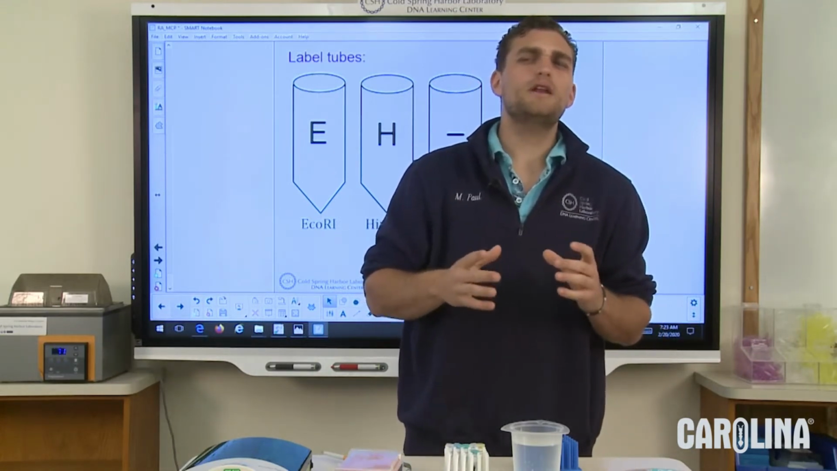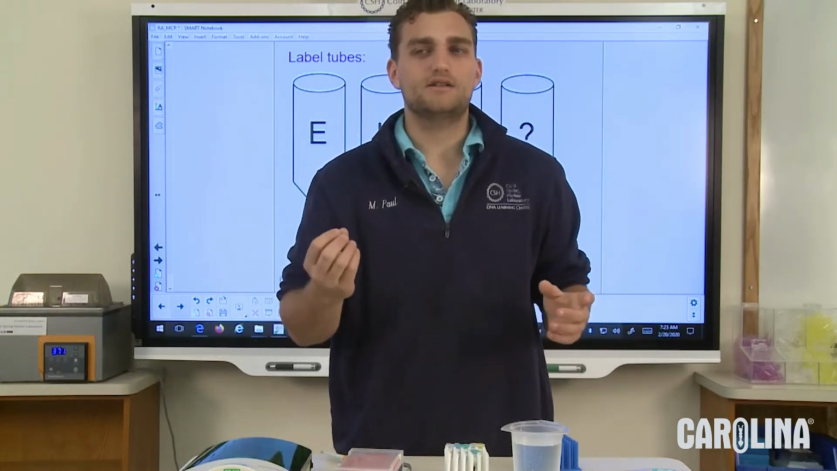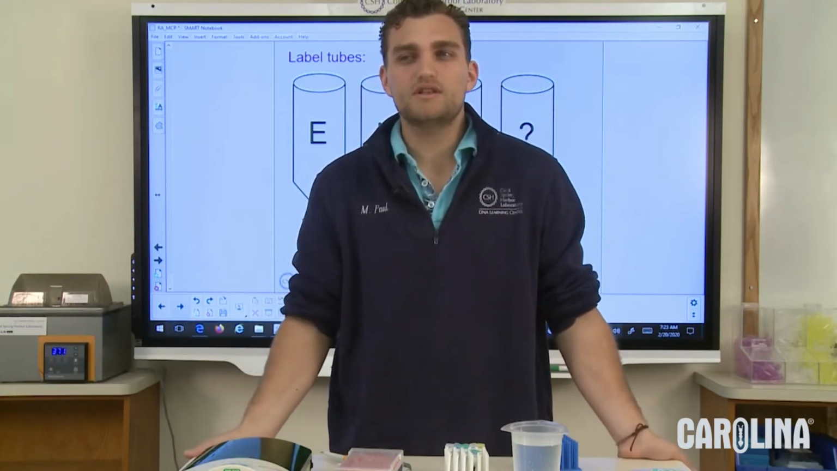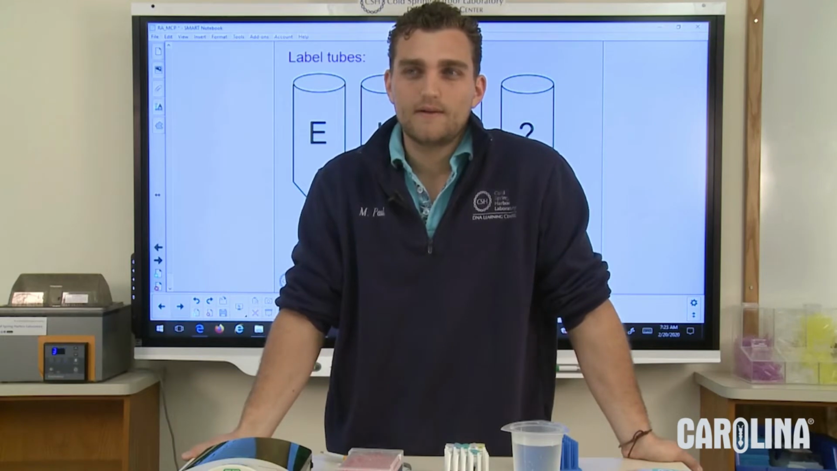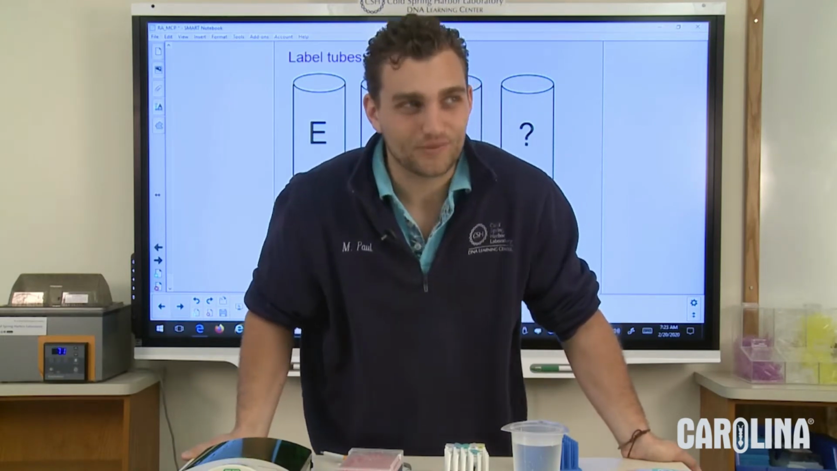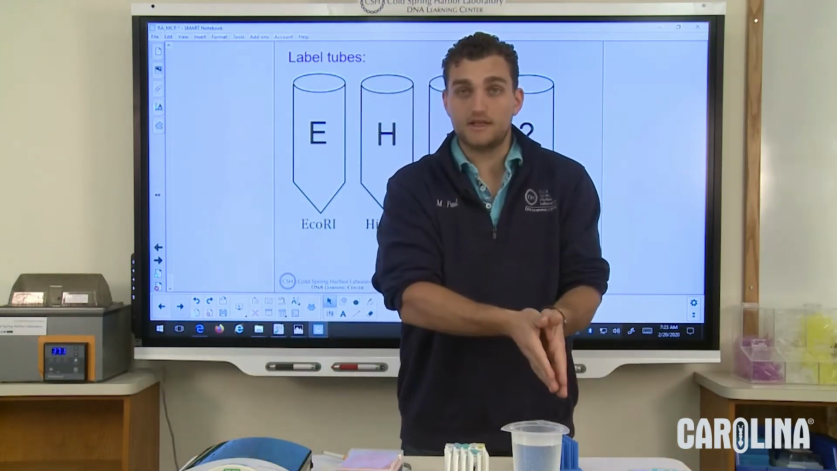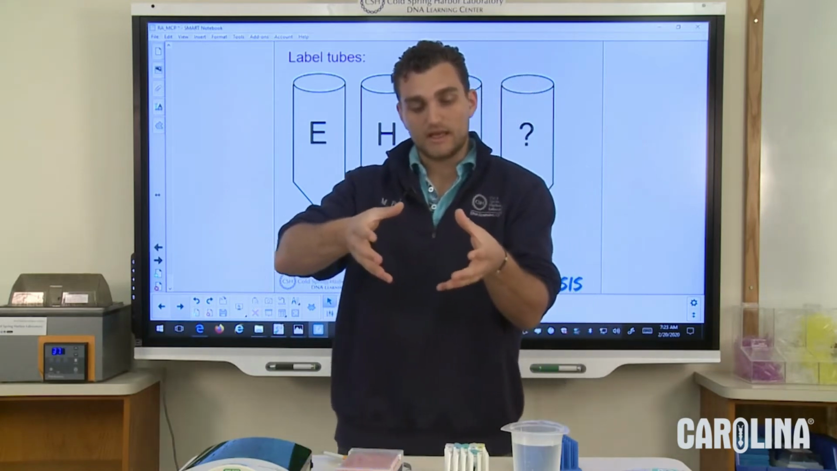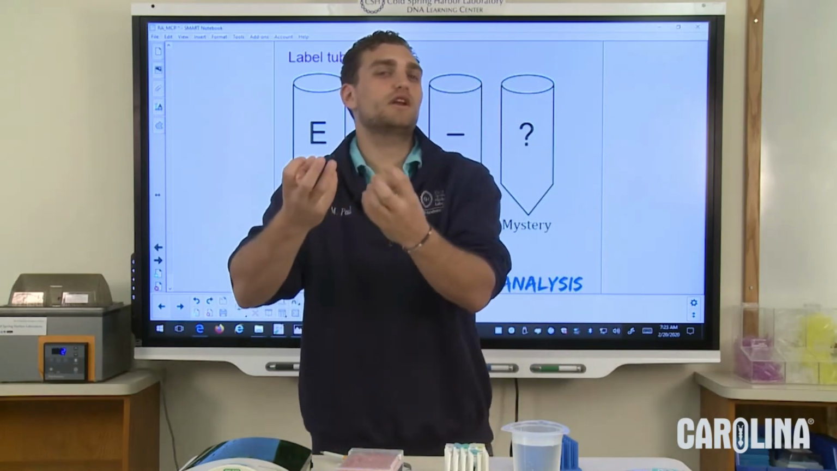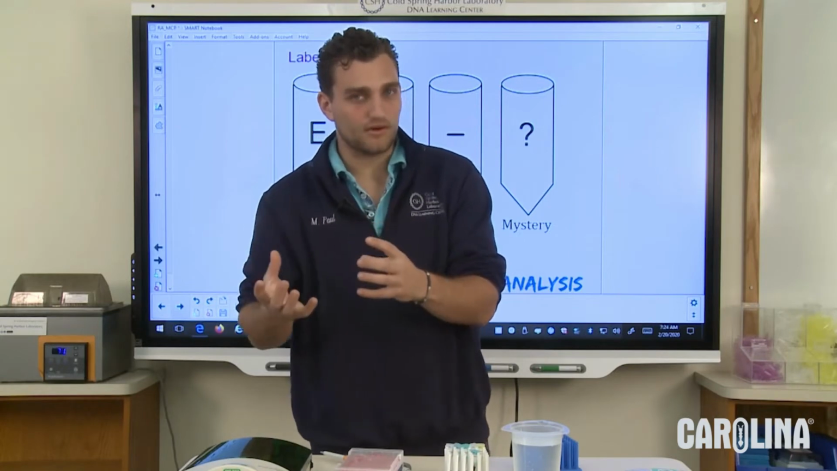What is that? Why do I have that? Why do I need a minus tube where I'm not cutting the DNA at all? What's that called? Control group, yes. So in order to know that I cut the DNA properly, I have to make sure that the DNA looks the way I expect it to when it's running uncut through the gel. It's a really important thing.